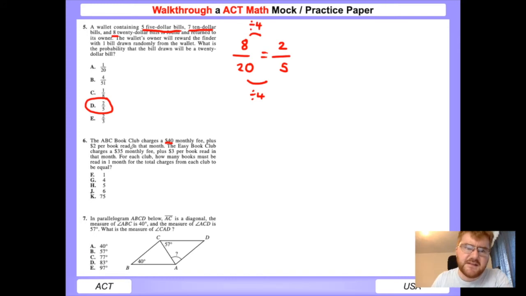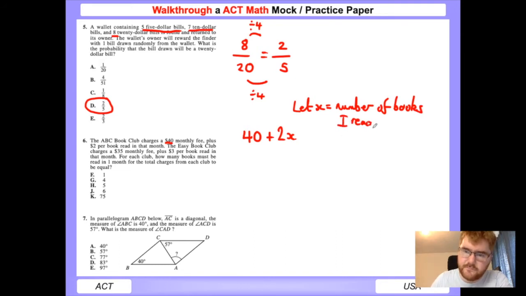So the ABC Book Club, the model they go by is they start with this fixed fee of 40, and then they add on 2 times the amount of books you take out. So I'm going to let x represent the number of books I take. I'm just going to write that down here. I wouldn't do this in the exam, but just to show what I'm doing. I read, or I take. And notice that it's 40 plus 2x.